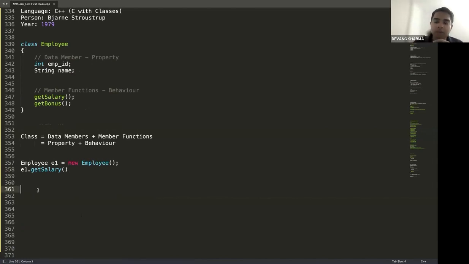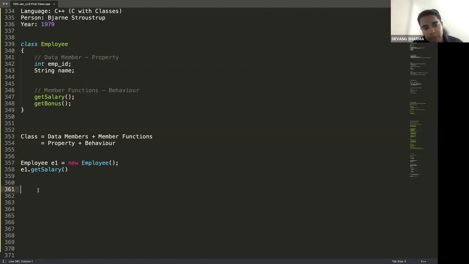Everybody crystal clear with this? Come on, guys, be quick. Okay. Quick question. Let's see who can answer it. Can I directly access a data member or member function without creating an object, with just a class?